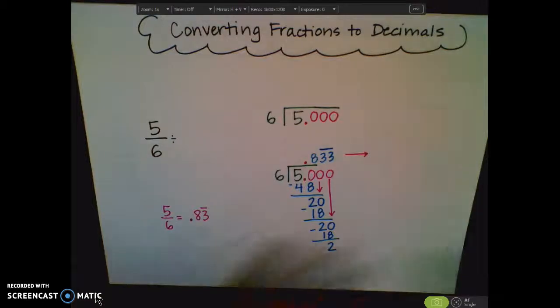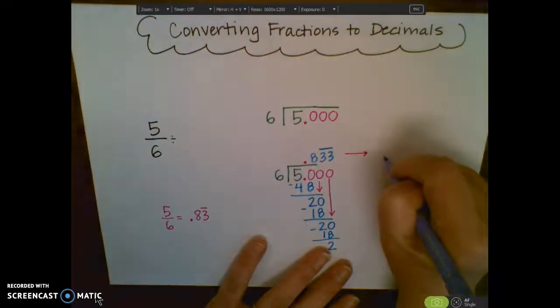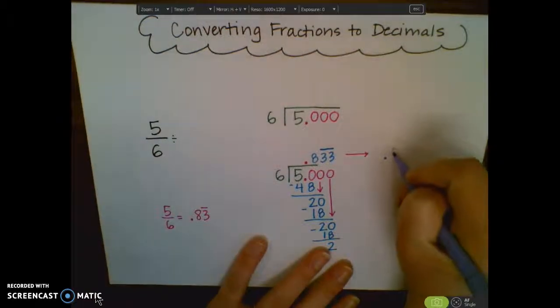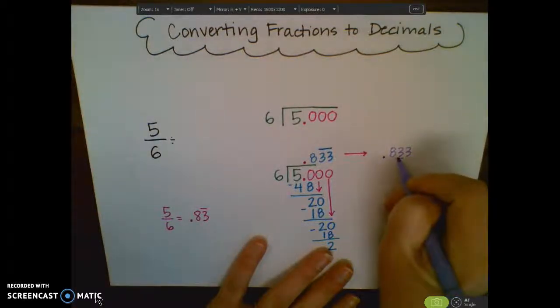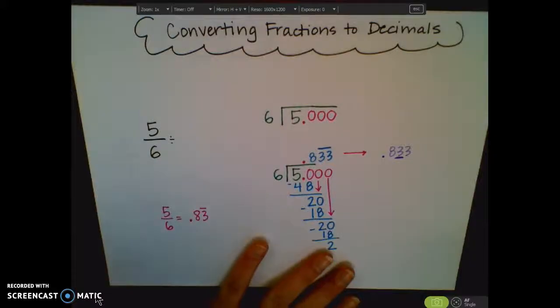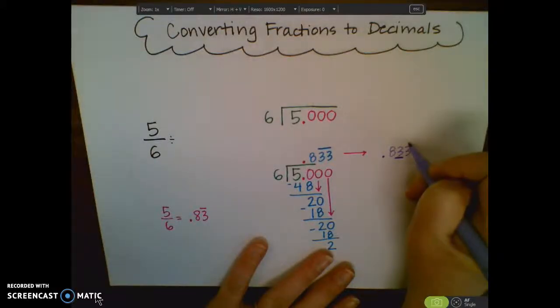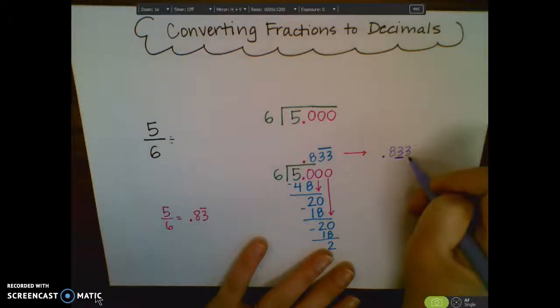Okay? If I were going to take this decimal and round it, then I might do something like this. We're going to round to the nearest hundredth. And so 0.833. Okay, if I'm rounding to the nearest hundredth, which is right there, I'm going to look to the next number in my decimal, which is in the thousands place.